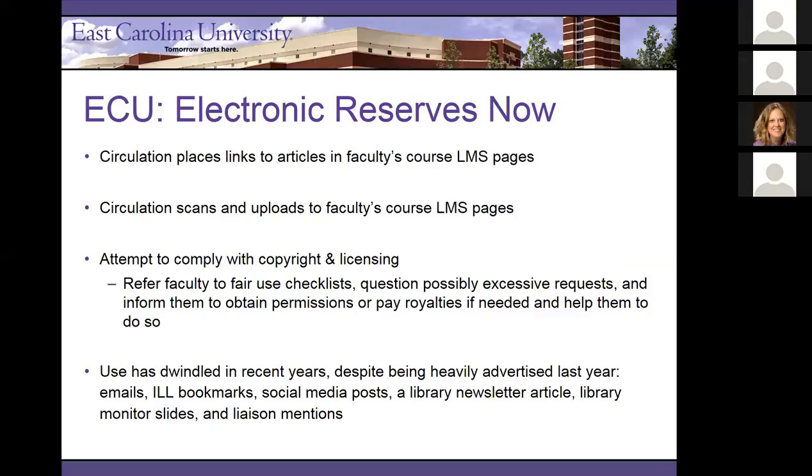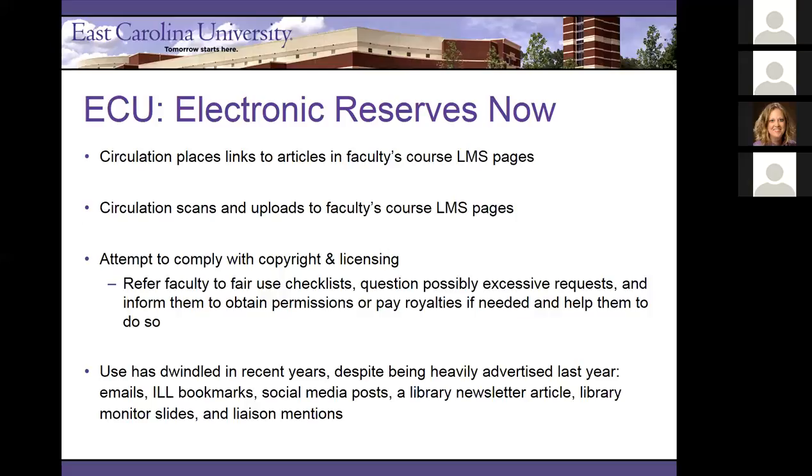So we refer faculty to fair use checklists. We question anything that seems possibly excessive to us. We really don't know how people are trying to use these items in their courses, so we don't know if it's transformative use or not, and the court seems to smile fondly upon a transformative use instead of just some kind of rote use, I suppose. And then we advise them about permissions and royalties.